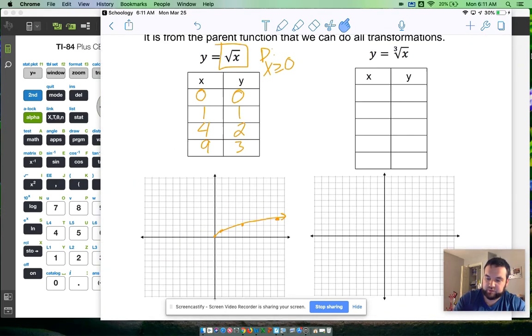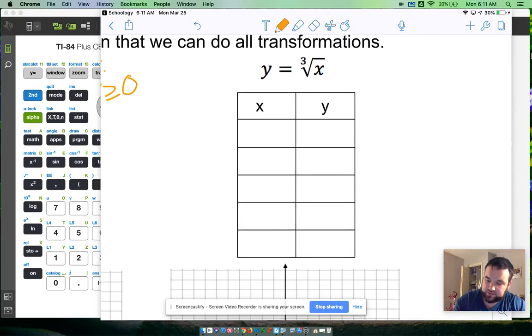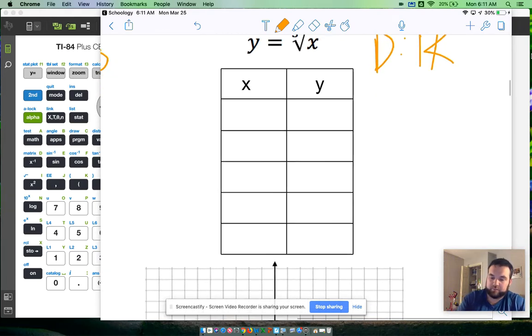If we do the same thing with the cube root, what's different here is that the domain now is all real numbers, right? I can cube root any number, positive or negative. So I'm going to take 0, and I'm actually going to put it in the middle of the table because I want some of those positive numbers and some of the negative numbers to kind of get a feel for what that looks like.